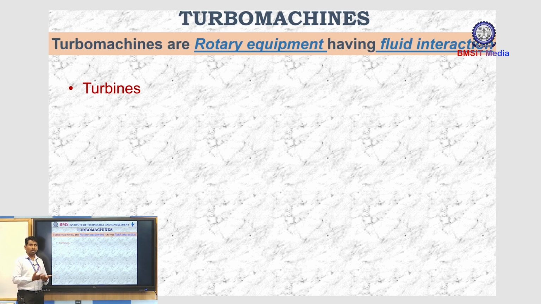In the hydraulic turbine, water is the fluid which is interacting, in the steam turbine, steam is the fluid which is interacting, and in the gas turbine, gas is the fluid which is interacting. Similarly, in the windmill, the wind is the fluid which is interacting with the rotary equipment. We will see one by one here.